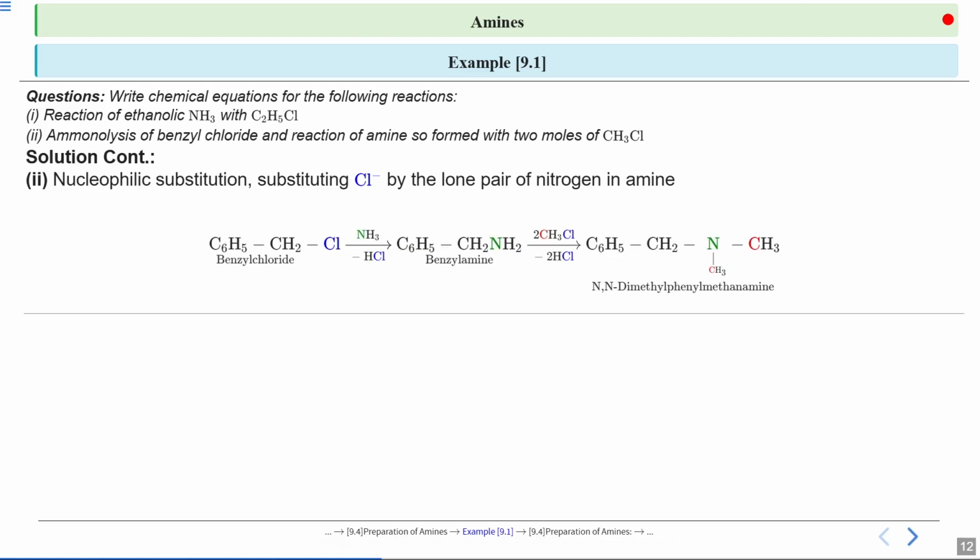So if we look at this particular reaction, first we have benzyl chloride. It reacts with ammonia to form benzylamine. Then benzylamine reacts with 2 moles of methyl chloride, that is CH3Cl, to form N,N-dimethyl phenylmethanamine, and 2 moles of hydrochloric acid.